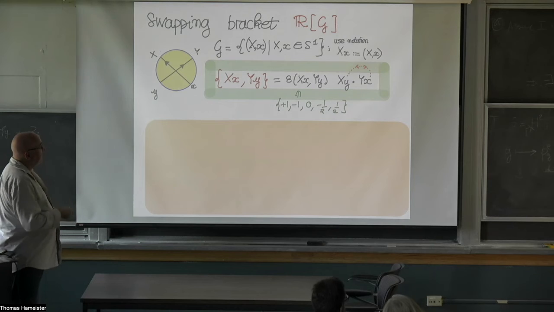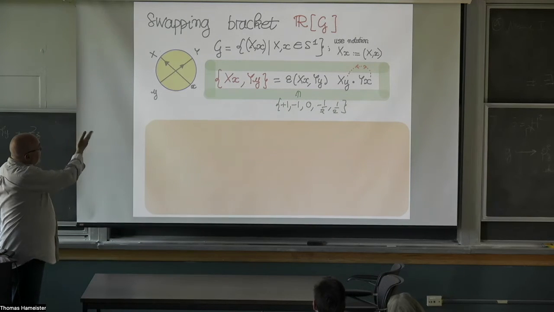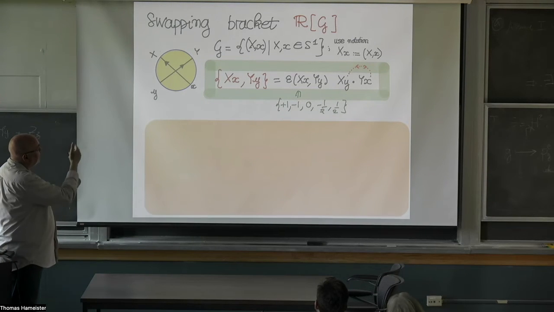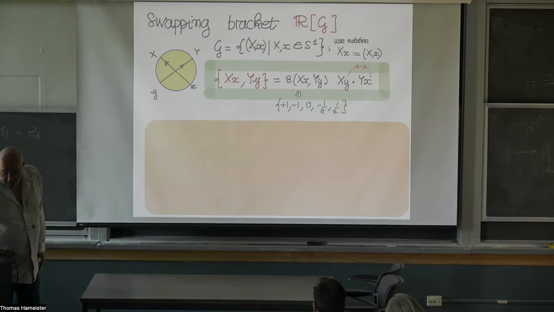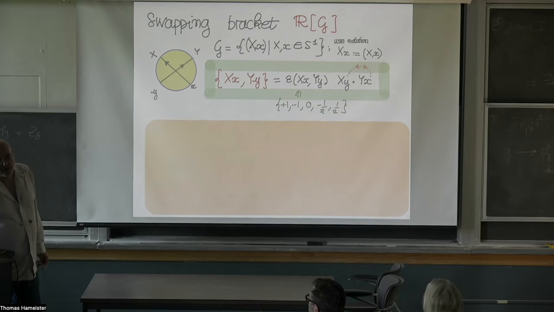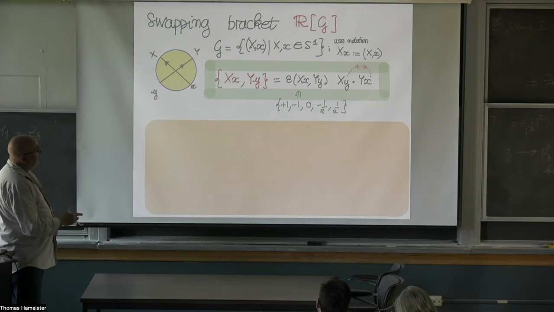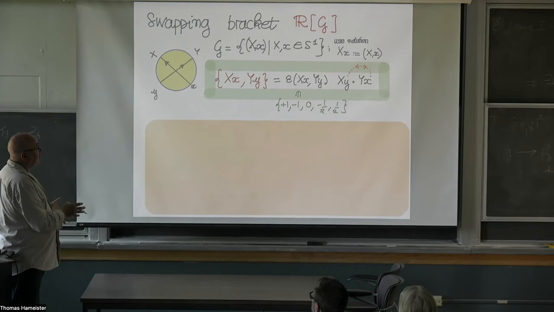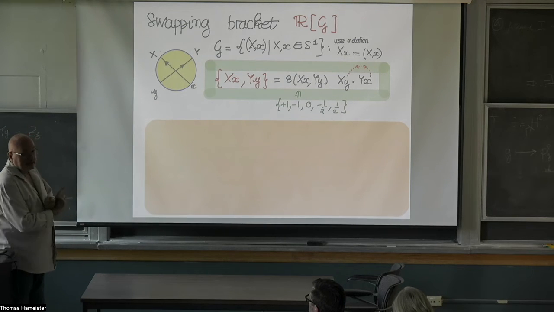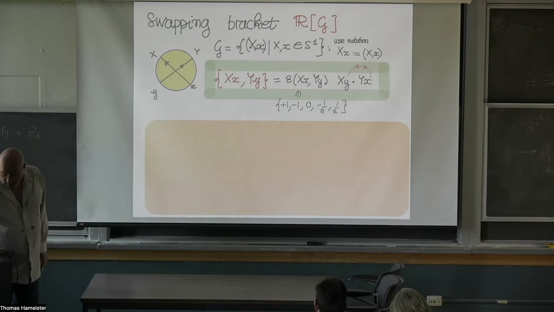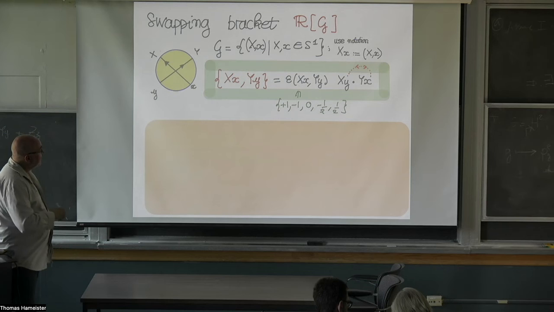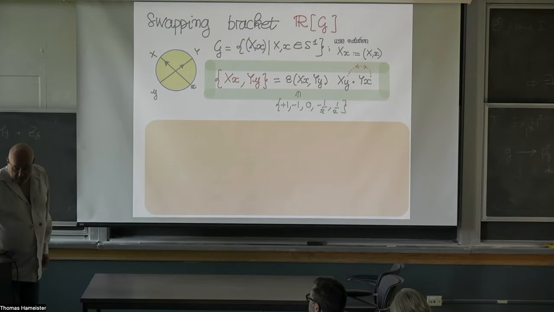So what I do is I define the bracket of x and xy just by this formula. I take the intersection of these two geodesics, and I will explain why this intersection is +1, -1, 0, but it can also be -1 and 1/2. And then instead of taking the product of x and y, I just swap the extremities. Okay? I just swap y with x.